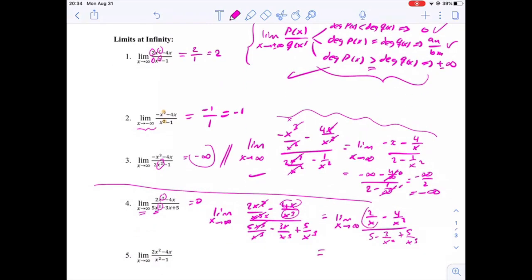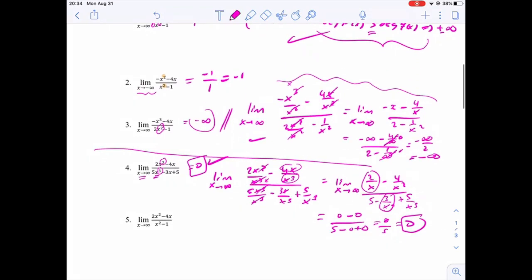We get 2 over infinity is 0. Any number over infinity is 0, especially if we're talking about expressions inside limits. Now 4 over infinity is 0. From the denominator we have 5 minus 0, because infinity is in the denominator, plus 0. And that gives 0 over 5, which is equal to 0. As we can see here, we got 0 by applying the rule or by applying this algebraic method.